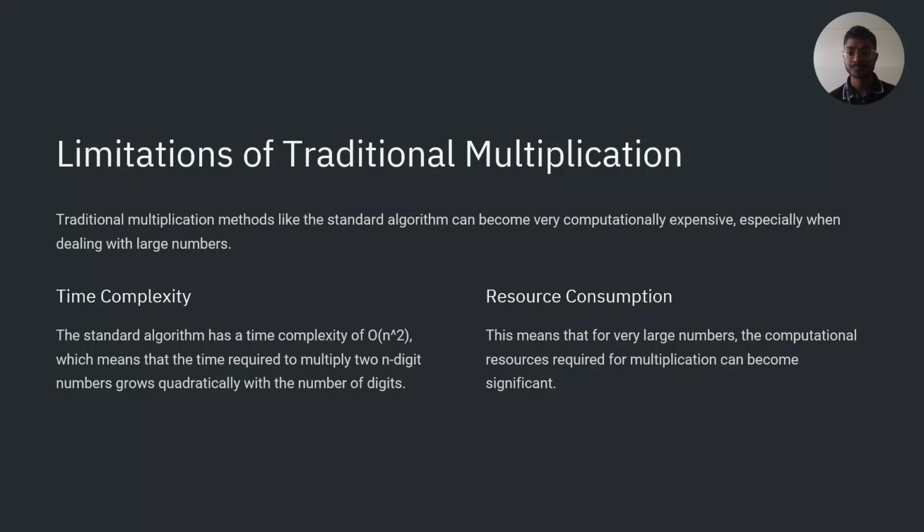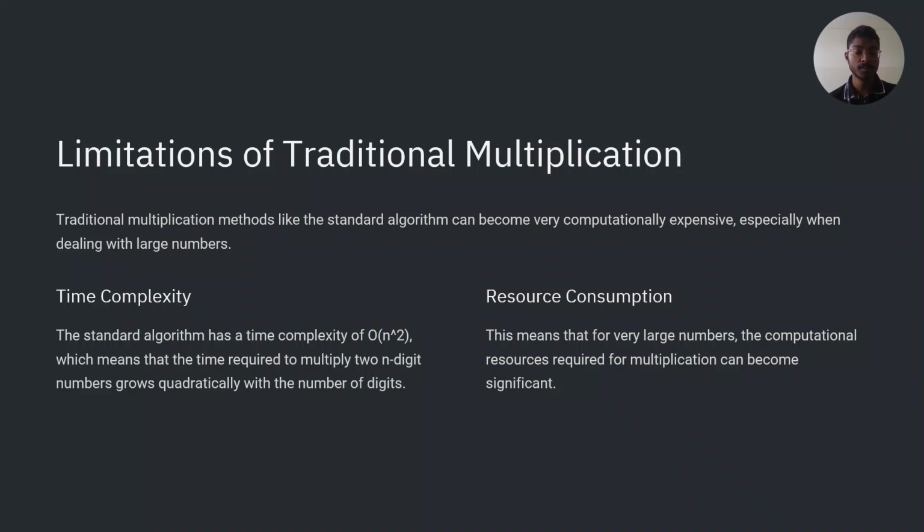Here, as you can see, a time complexity of O(n^2) means that the time required to multiply two numbers grows quadratically with the number of digits. Then we have resource consumption. For very large numbers, the computational resources required for multiplication can become significant. If you have a huge quantity of numbers, resource consumption increases, so a computer will have to wait a long time for all the resources it needs.